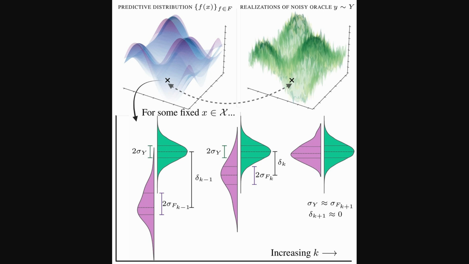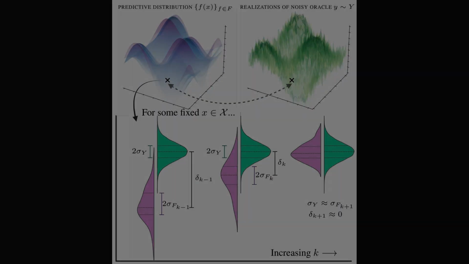The previous figure set the stage with the high-level motivation. Figure 1 contrasts the model's predictive distribution with noisy oracle realizations, then tracks what happens at a single input as training rounds increase. The lower violins depict epistemic spread in purple and aleatoric spread in green, which separates reducible uncertainty from irreducible noise. The gaps labeled delta show bias shrinking across rounds, while the purple bars contract until they match the green, so additional experiments would mostly chase noise.